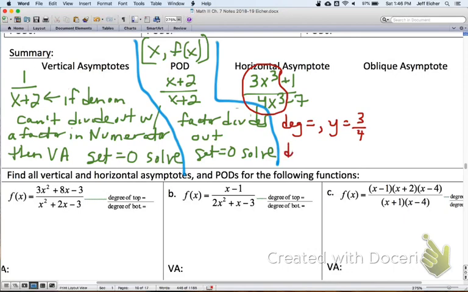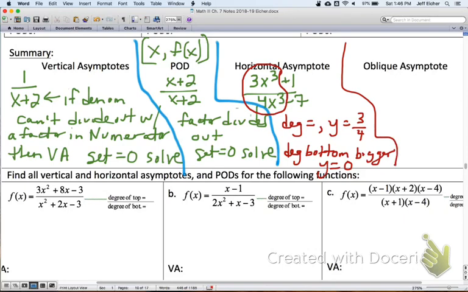If the degree in the bottom is bigger, then your horizontal asymptote is y equals 0. The denominator grows faster, grows to be a bigger number than the numerator, so a small numerator divided by a big denominator is 0.